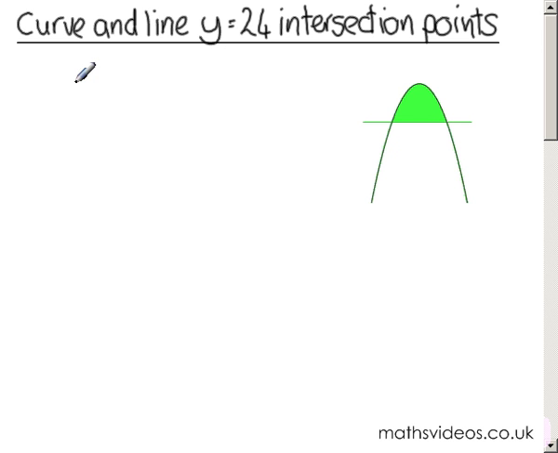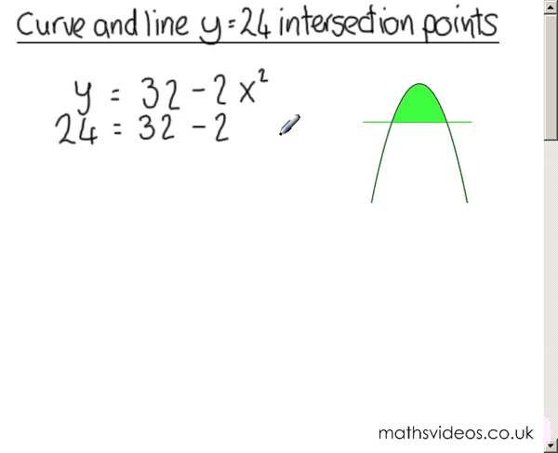So same thing as before, we write down our equation of our curve, y equals 32 minus 2x squared. This time we want to find out where it intersects with the line y equals 24. So we substitute 24 in for y. So that's equal to 32 minus 2x squared. Rearranging this to put the letters on the left and numbers on the right, negative 2x squared becomes 2x squared.